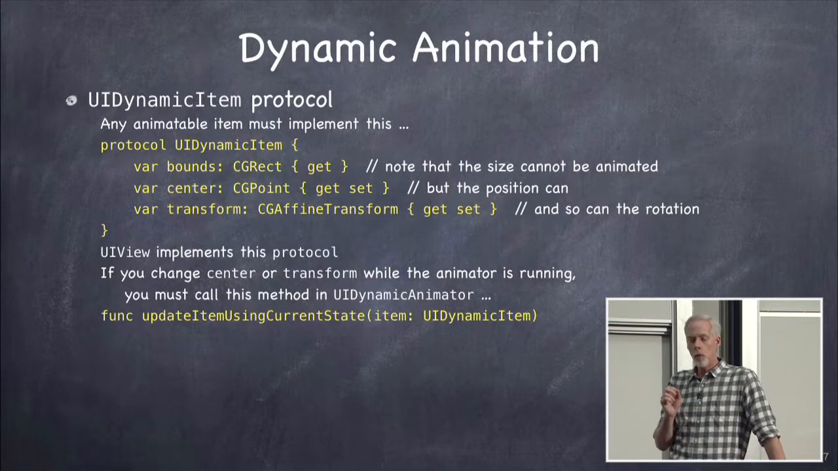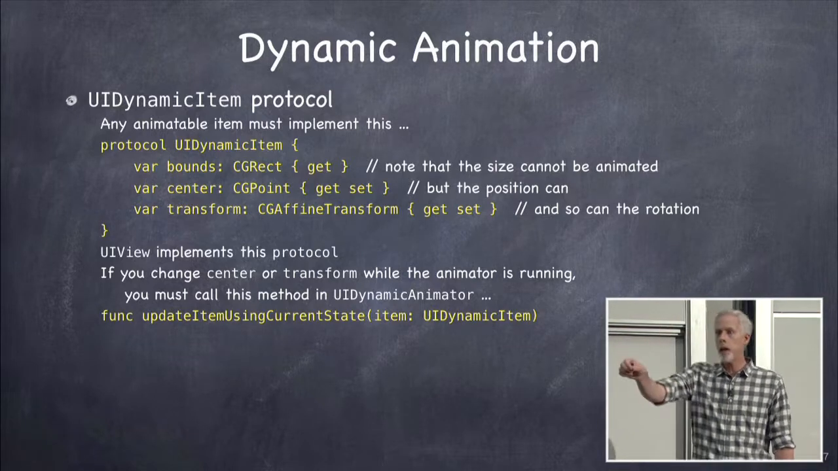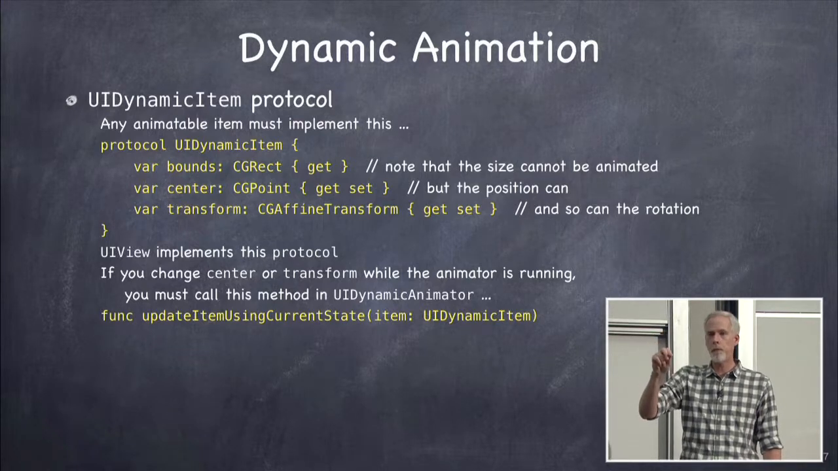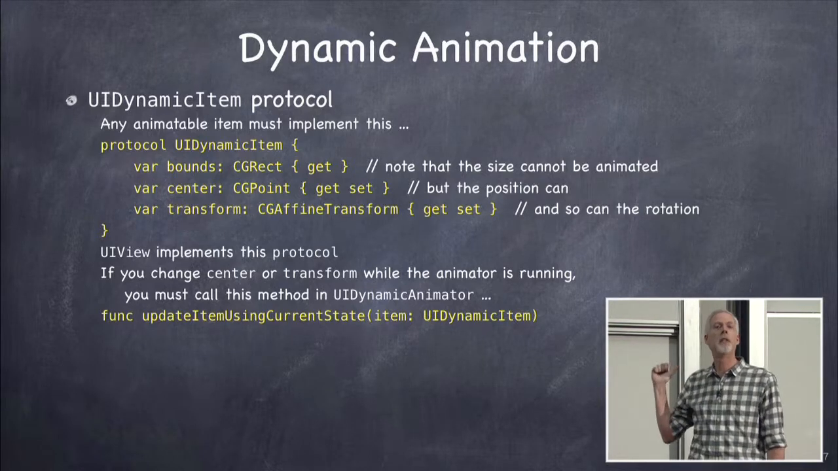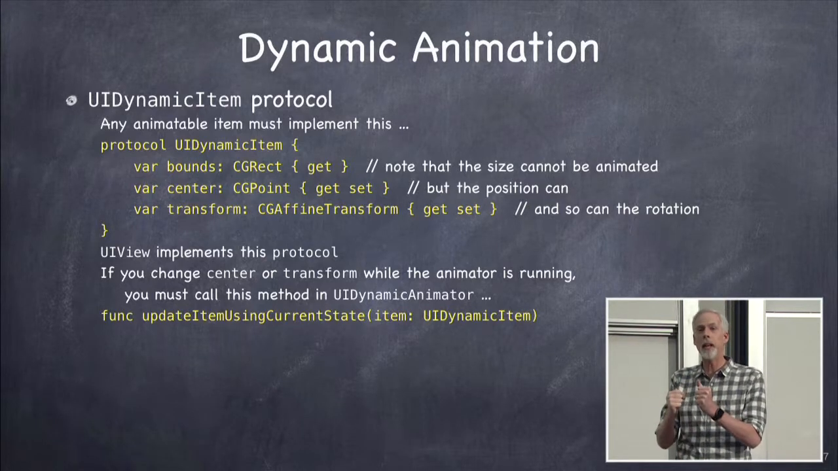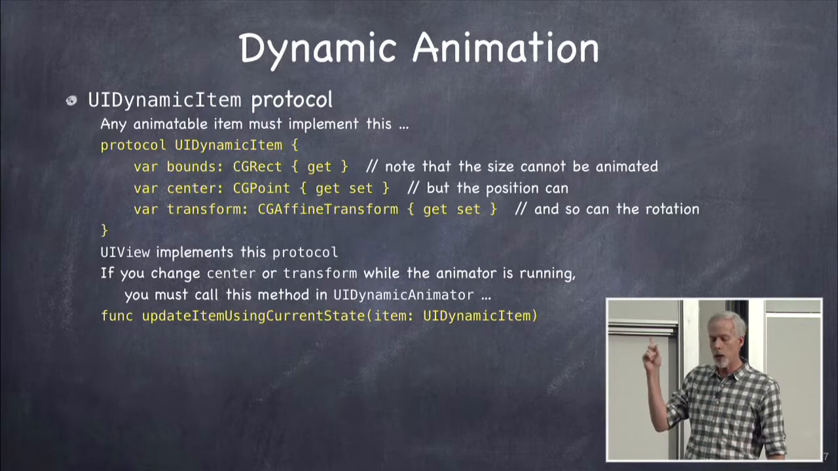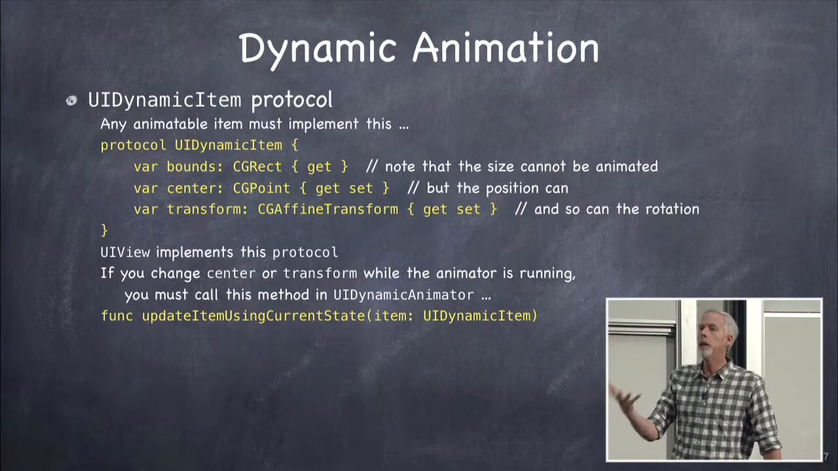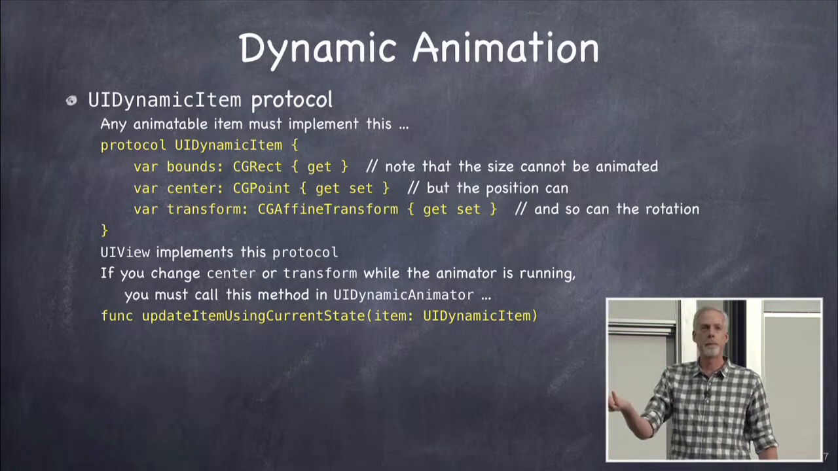Now, one interesting thing is once you add a dynamic item to a behavior that's been added to an animator, then the animator has control over its center and transform. And if you want to change the center and transform without removing it from the dynamic animator, you've got to tell the dynamic animator, hey, I changed this. Otherwise, it's going to change it right back to what it thinks it is. Right? So don't fight your dynamic animator if you want to change the center or transform of a view that you've added to an animator. You have to tell the animator using this method right here, update item using current state. And you just pass the UI view that you changed the center or transform of, and it will pick up what you changed it to and continue from there.